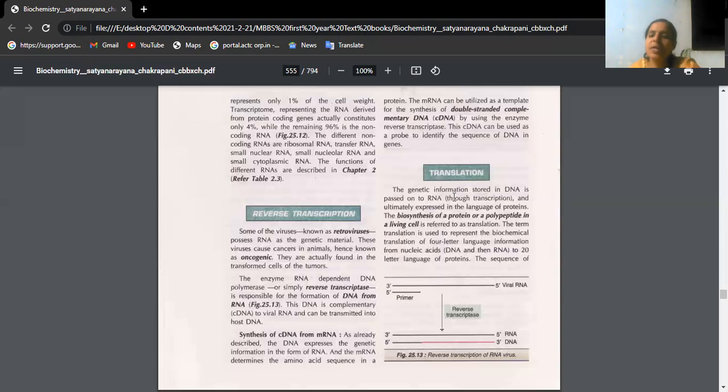Okay. So the genetic information stored in DNA is passed to RNA through transcription, right? And ultimately, synthesis of proteins is taking place by the mechanism of translation. Okay.